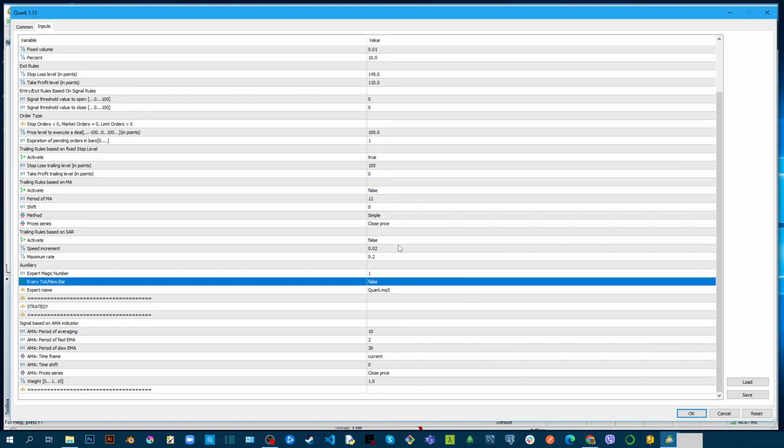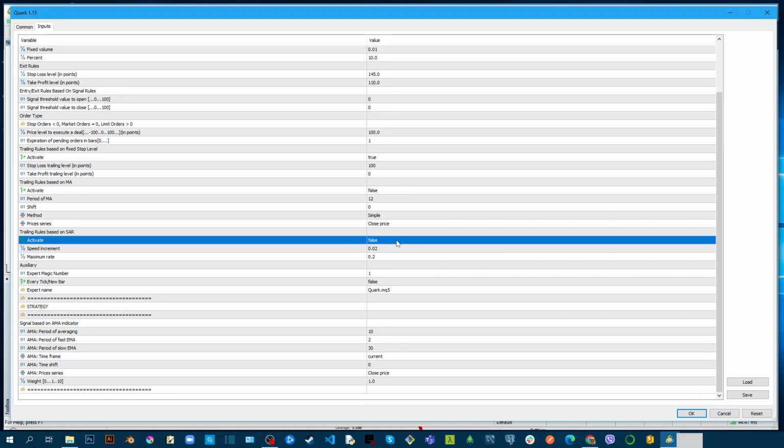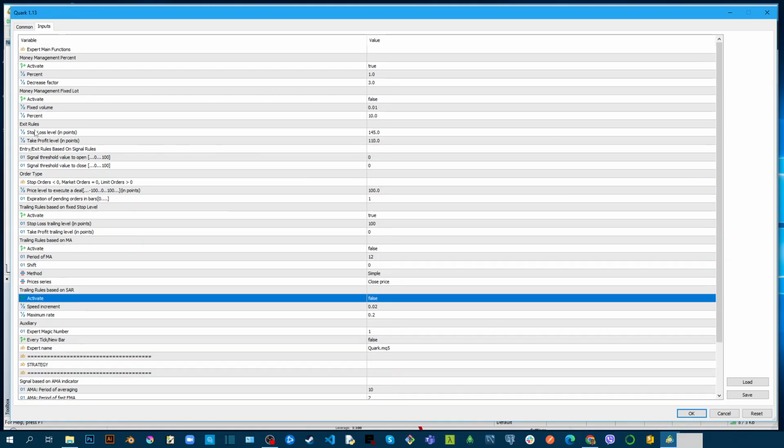Next we have trailing rules based on the SAR indicator. Also you can activate or deactivate it like so. Everything depends on the optimization process. For example, you don't need to use any of these rules, but you must use some of them for entry-exit rules. So don't forget that.